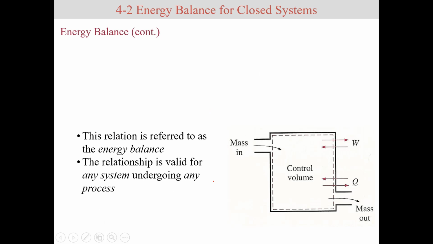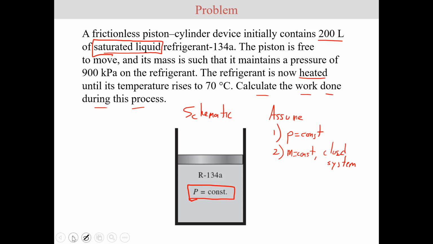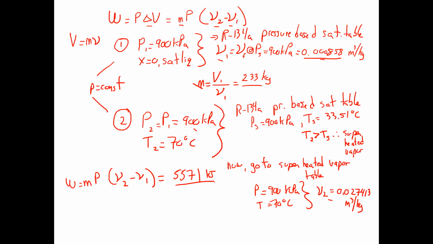Right? So basically what you have is an ability to compute the work based on property changes. Okay? So that's the answer to that problem. Now, I don't want to just stop there. I actually want to use this problem as an example in doing a first law analysis for a closed system. The problem is not asking for this, but just as practice, we're going to do a first law analysis.